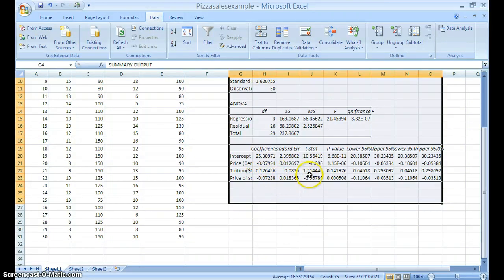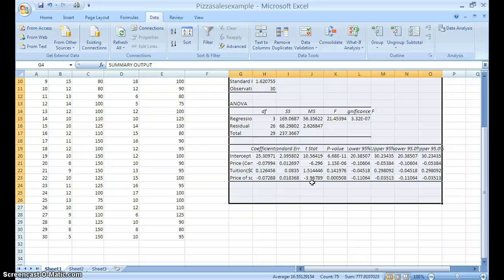The tuition is less than 2, absolute value 2 for the t-value, which means that this is really not that significant. But we leave it in the equation because our F value says that this equation is going to be significant, even though this particular value, we really don't have a lot of statistical strength for it. And then here is the price of soft drinks, and it is also a value greater than 2, and therefore the correlation there is significant.